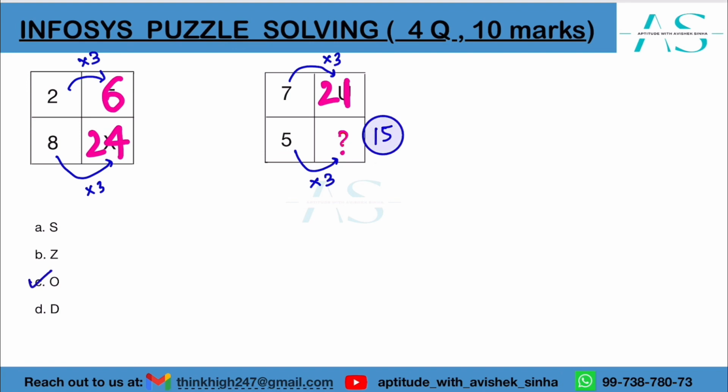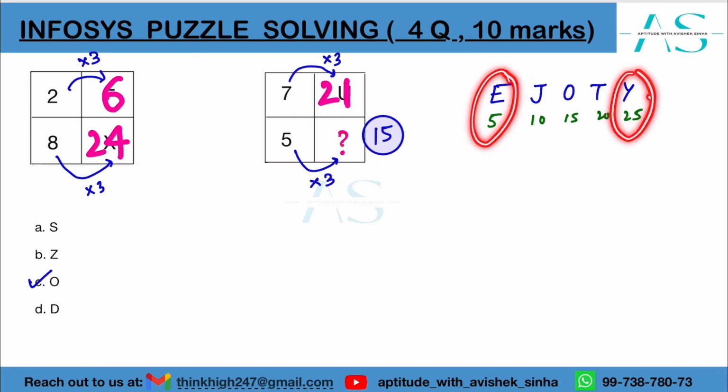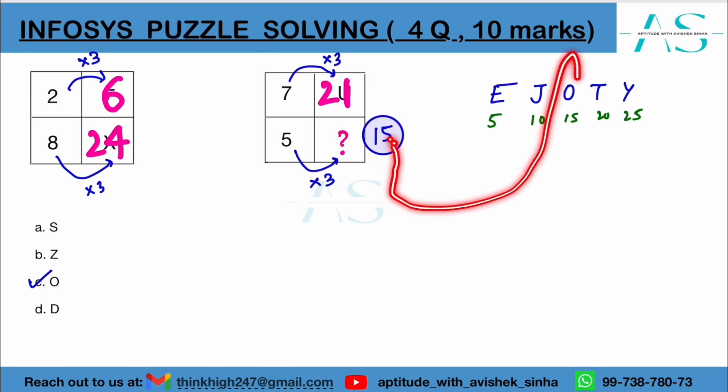O. How can you remember these codes? With the help of a simple word, which is EJOTY. If you remember this, you get the multiples of 5. Think of it. E is at the 5th position, Y is at the 25th position, and similarly J, O and T are at the 10th, 15th and 20th positions. Now we have 15th, so it should be replaced with the alphabet whose code is O. So O is the correct answer here. This is how you should be doing it.